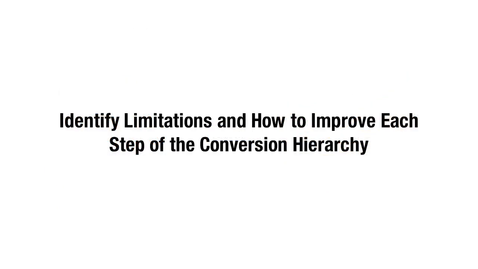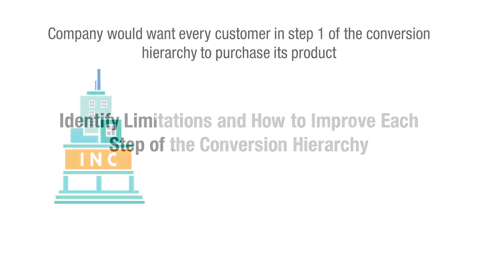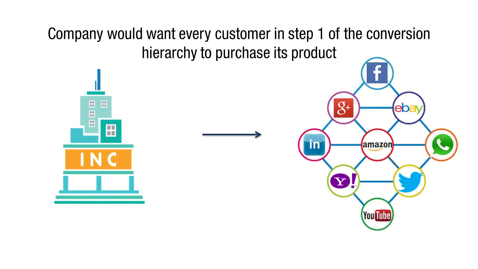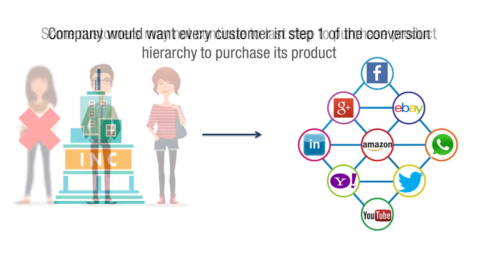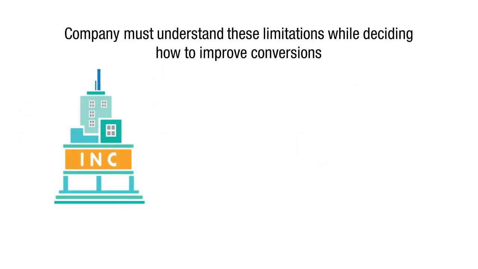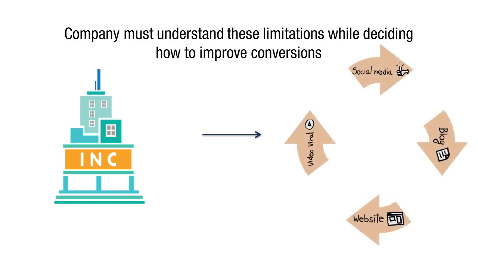Identify limitations and how to improve each step of the conversion hierarchy make up the third step in the SM Study Digital Marketing Evaluation and Improvement Tool. Ideally, a company would want every customer in step 1 of the conversion hierarchy to purchase its product. However, the reality in most cases is that some customers may not continue to the last step to purchase a product. The company must understand these and other limitations while deciding how to improve conversions.